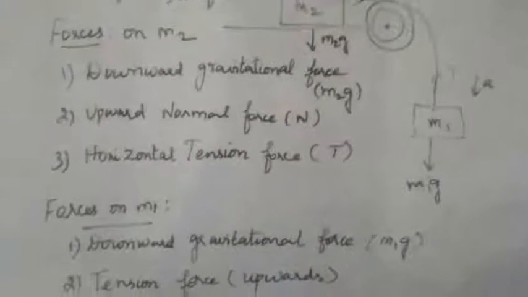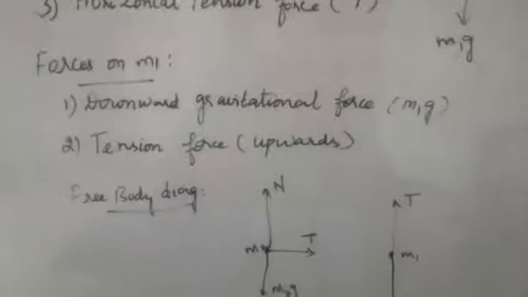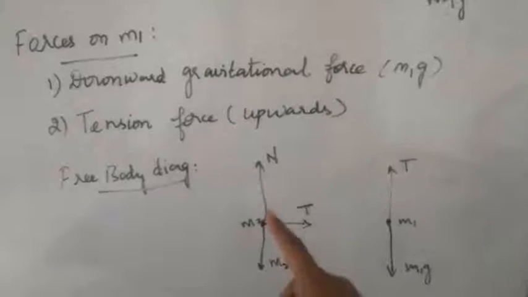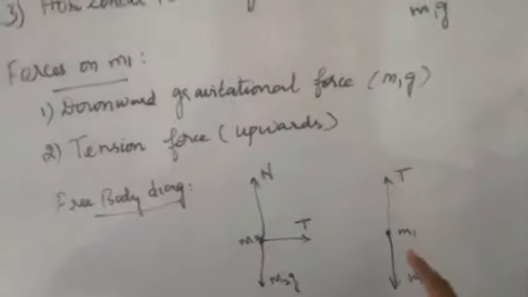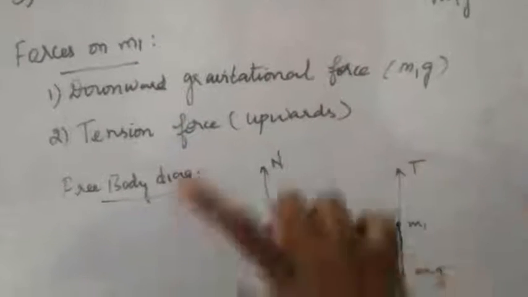So you have to represent these forces. After identifying the forces, you have to represent them in the free body diagram. So for mass M2: downward gravitational force, upward normal force, and horizontal tension force. Again for M1: downward gravitational force and upward tension force. So this is your free body diagram.